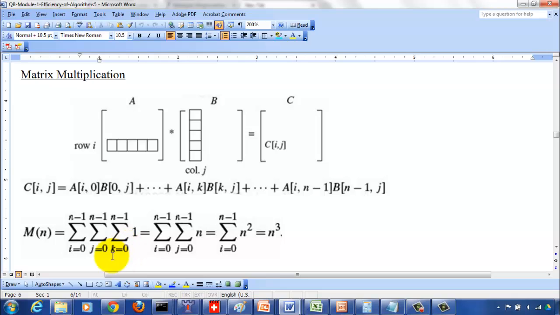I can take this n outside and repeat the same process. So I can take n outside and repeat this as 1, so it's going to be again an n. Outside is already n, so it's n squared. I can take again outside, so it's going to lead to another n. So it's n cubed.